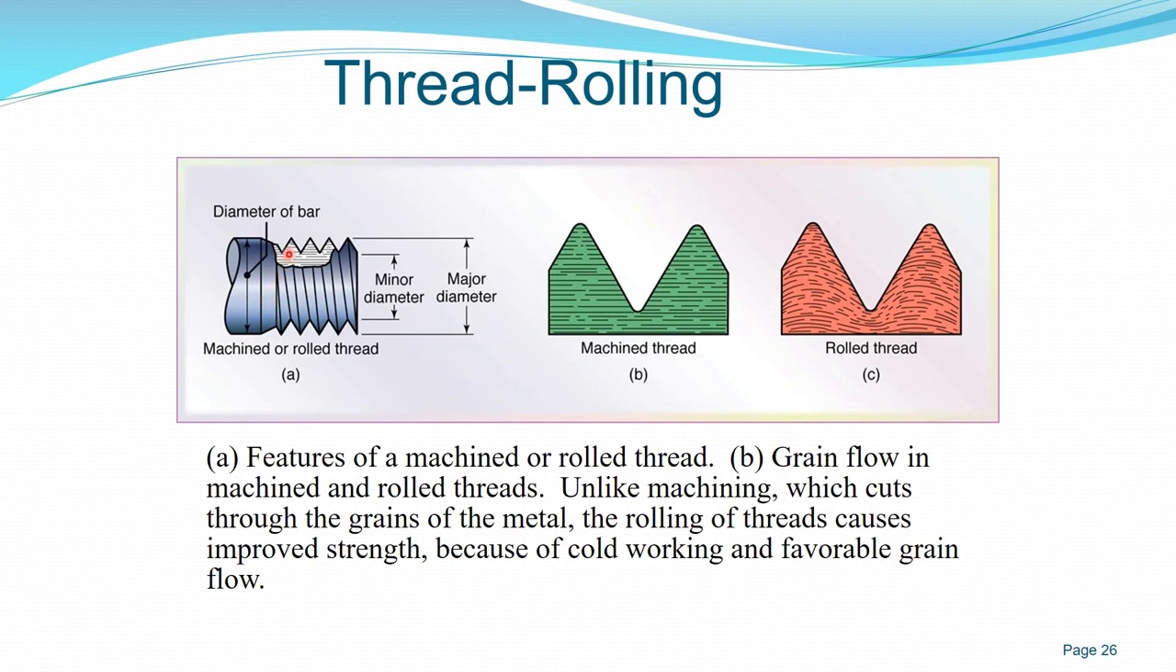This shows the features of a machined or rolled thread. We have the minor diameter and also the major diameter, which is the larger part of the thread, the shape of the machined or rolled thread, and the diameter of the bar, which is the workpiece diameter. Here we have the thread of a machined workpiece. This is the grain shape. Unlike machining, which cuts through the grains of the metal, in rolling the grain is forced to follow the shape of the thread, which in turn gives much improved strength because of the cold working. The grain follows the shape of the rolled thread, as opposed to machining, where we cut directly across the grain of the metal.